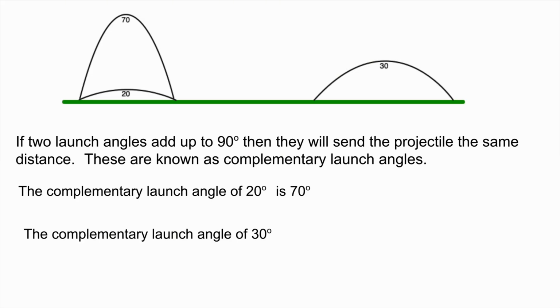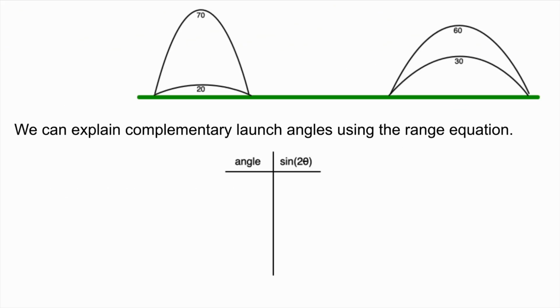Let's try doing it for 30 degrees. I shoot it at 30 degrees, it lands here. So I say, 90 minus 30, that's 60. So if I shoot at 60 degrees, it'll go the same distance. Well, let's explain why complementary angles produce the same distance using the range equation.